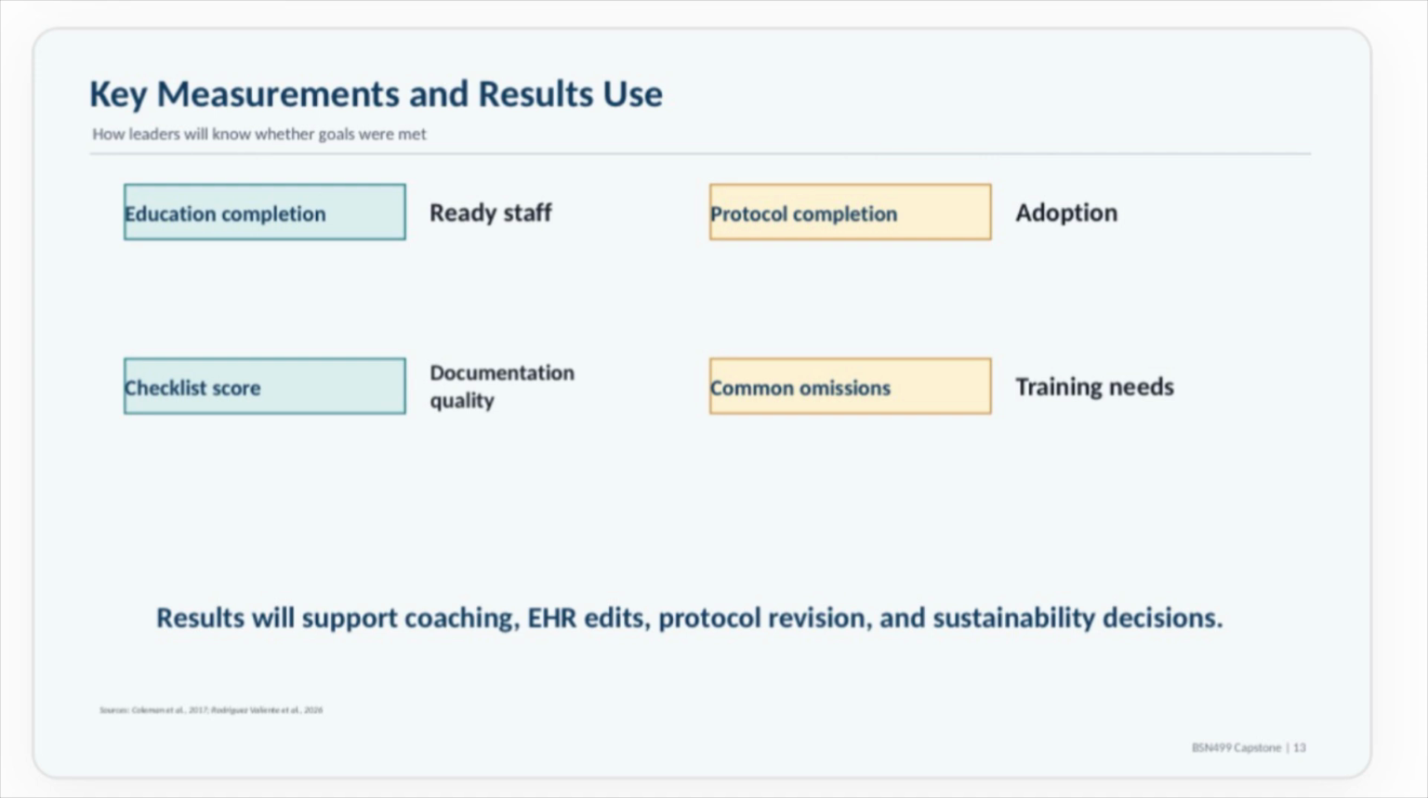If one element, such as peri-wound assessment and patient education, is repeatedly missed, the team can provide targeted coaching or revise the electronic record field. If completion is high, but the staff report that the protocol takes too long, leadership can review duplication and workflow design. Coleman et al. support the value of consistent wound data, and Rodriguez-Valiente et al. show that education, communication, professional confidence, and institutional support must be addressed when improving wound care practice.